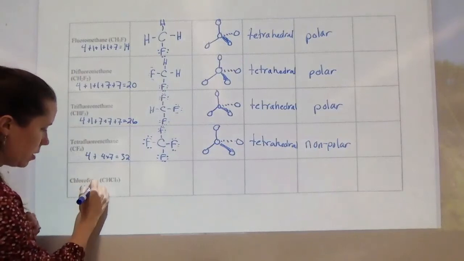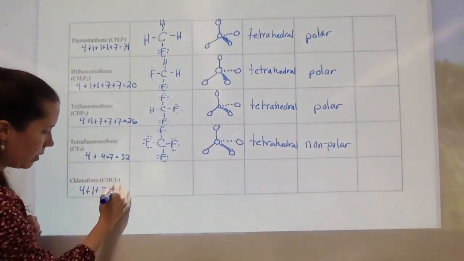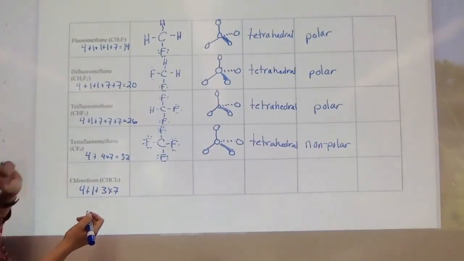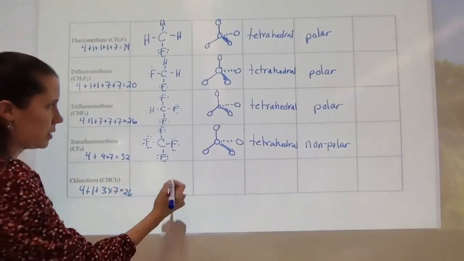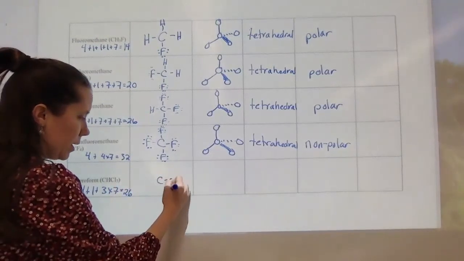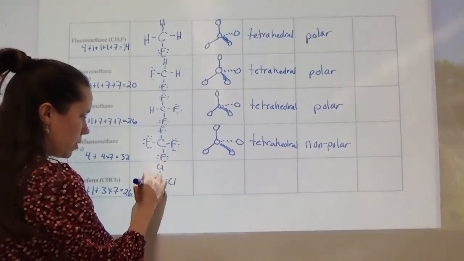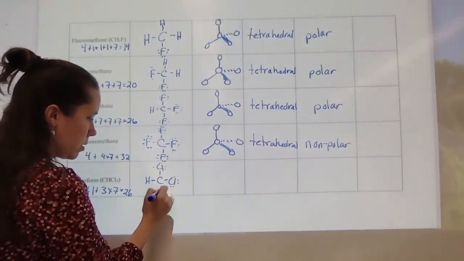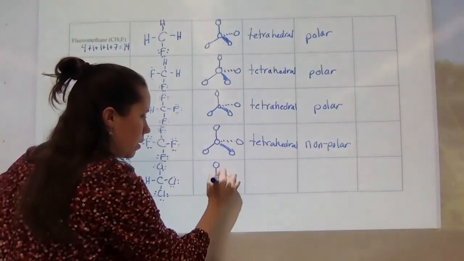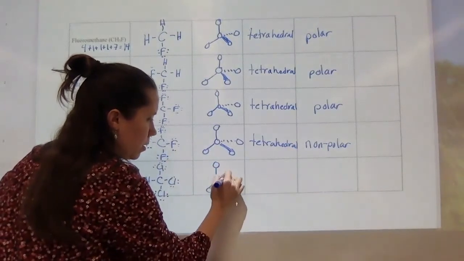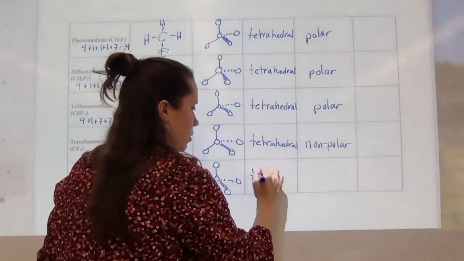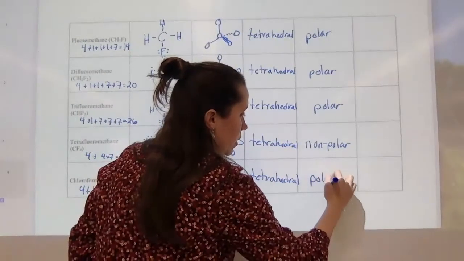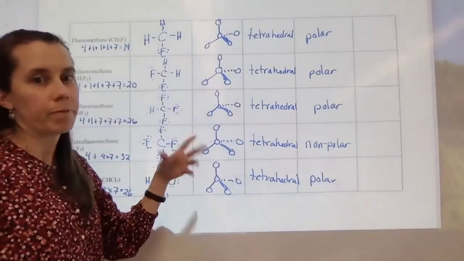So that's a carbon, a hydrogen, and 3 chlorines, sorry. So it's going to look just like our trifluoromethane, except it'll be chlorine instead. So we have 26 electrons. Carbon in the middle, chlorines around, and 1 hydrogen. Same shape. Still tetrahedral. All right, and it's going to be polar because unless all four are exactly the same, it's going to be polar.